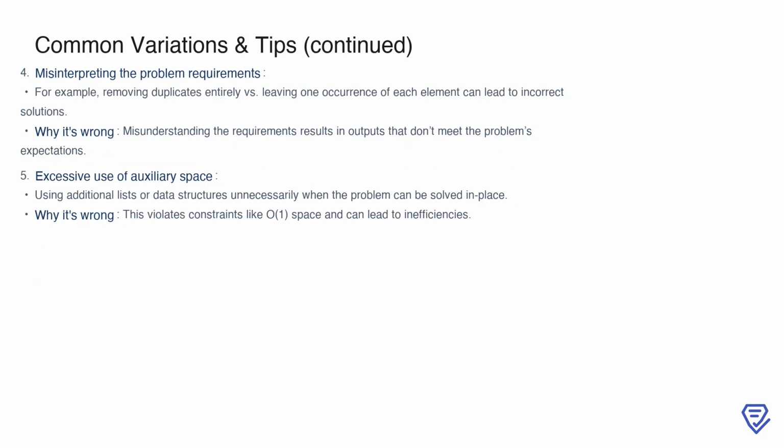Another common pitfall is misinterpreting the problem requirements. For instance, there's often confusion about whether duplicates should be removed entirely or if one occurrence should be retained. Misunderstanding this distinction can lead to solutions that don't meet the problem's expectations. Additionally, some solutions overuse auxiliary space, such as creating new lists or using data structures unnecessarily. Since this problem can typically be solved in place, excessive use of extra space not only violates constraints like O(1) space but also reduces efficiency. Ensuring a clear understanding of the requirements and constraints is key to avoiding these issues.